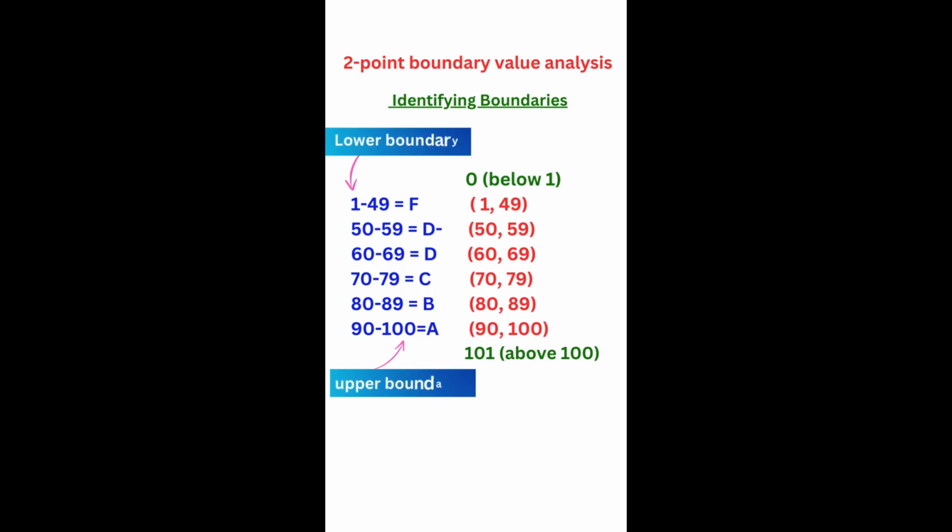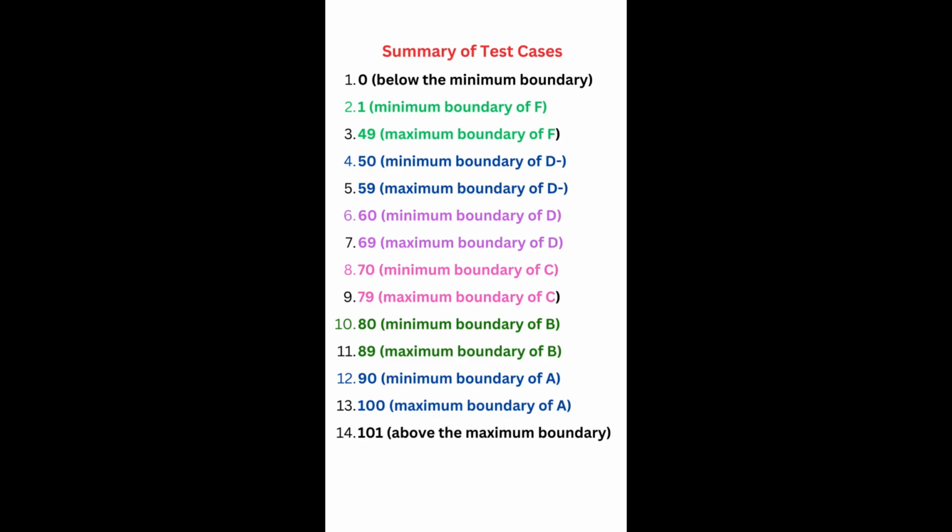First, identifying boundaries. 1 is lower boundary, so take 0, below 1. 100 is upper boundary, so take 101, above 100. These two are invalid boundaries. As well, the other valid boundaries are identified as 1, 49, 50, 59, 60, 69, 70, 79, 80, 89, 90, 100. So, we need 14 test cases to achieve minimum test coverage.